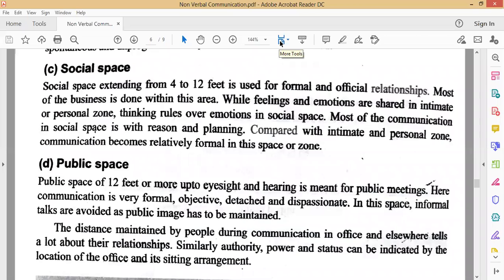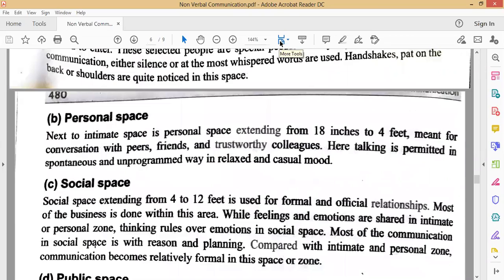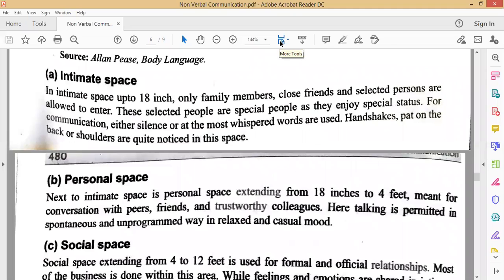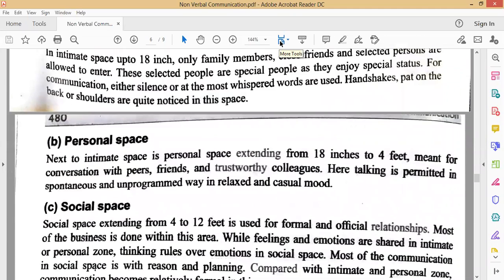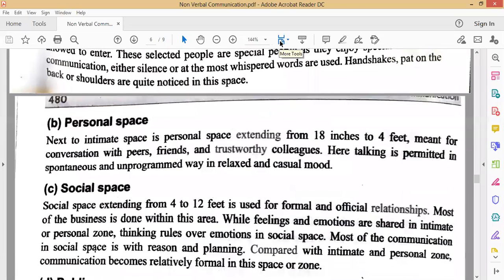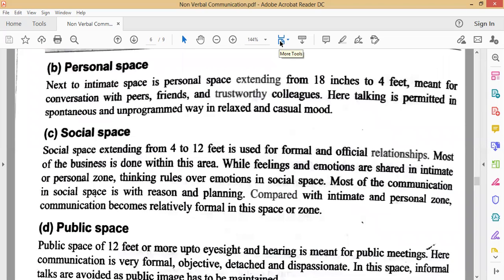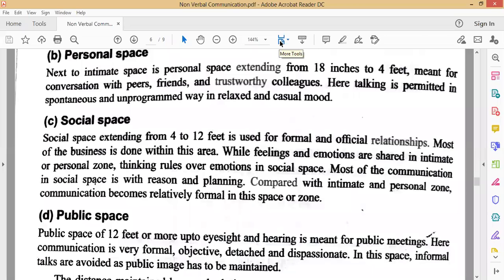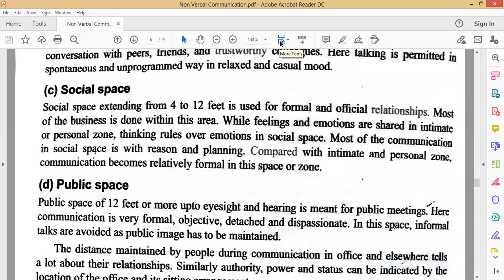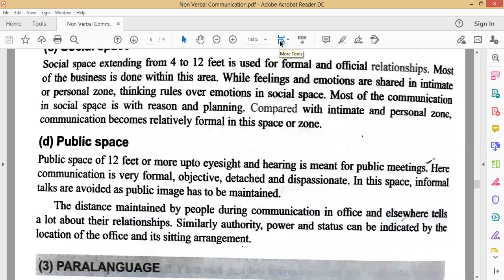Is that clear? So public space जो है वो 12 feet और उसके ज़्यादा, हम जितना भी up to our eyesight and hearing power, it goes till there. So this is all about these four spaces. First one is intimate, जिस पे physical contact और it goes up to 18 inches. इसके बाद personal space. Intimate is which we share with very close friends, personal is which we share with the people whom we trust, but they are not the ones that are really very close to us. Then we have social space. It is the space where we interact with people with whom we share formal bonds. Lastly, we have public space. It can be used for public meetings, for public appearances.